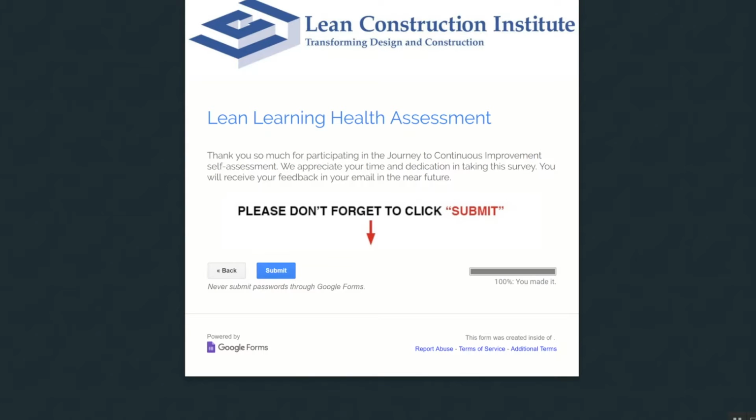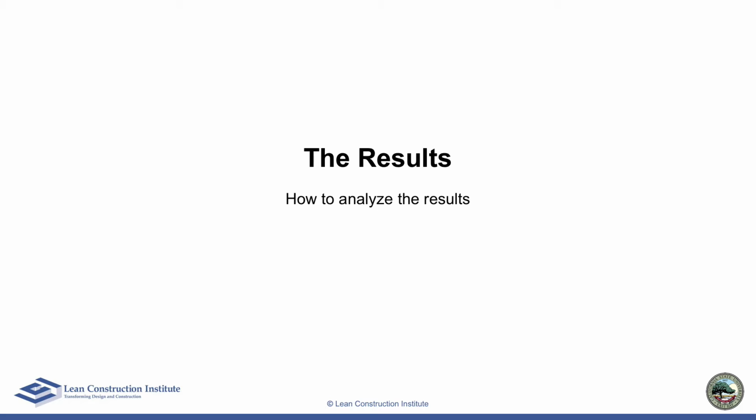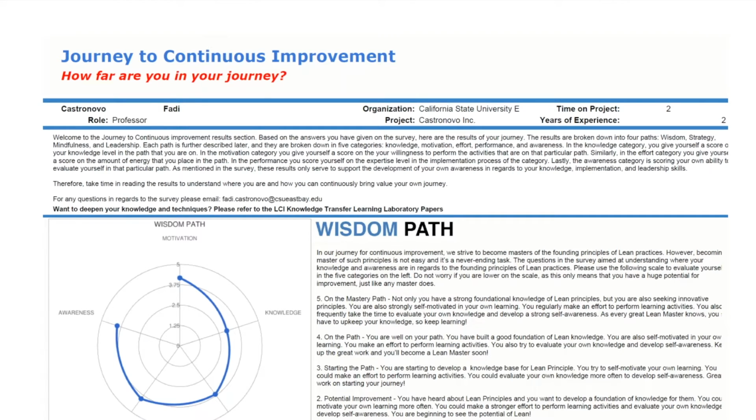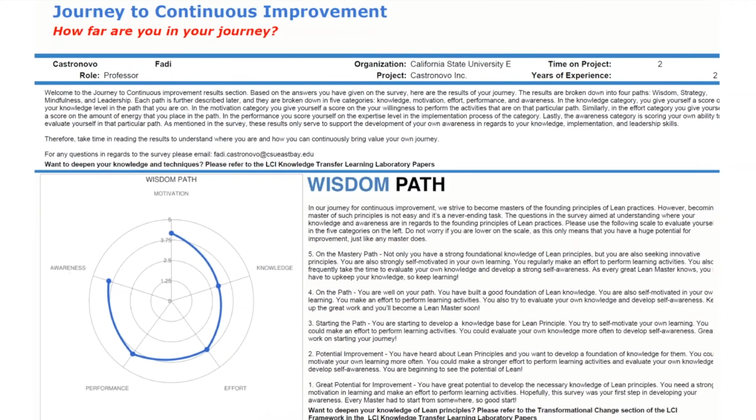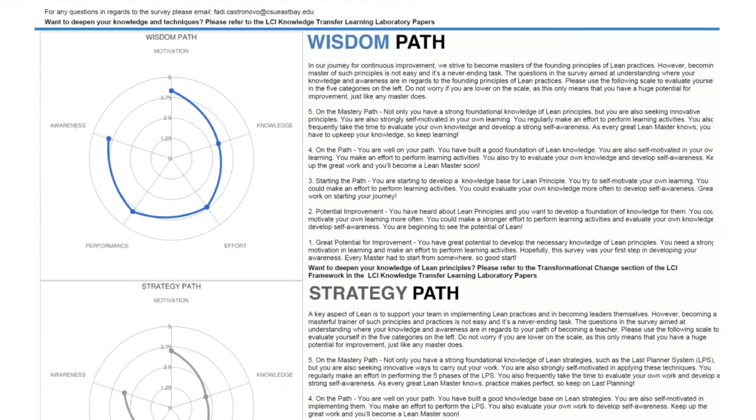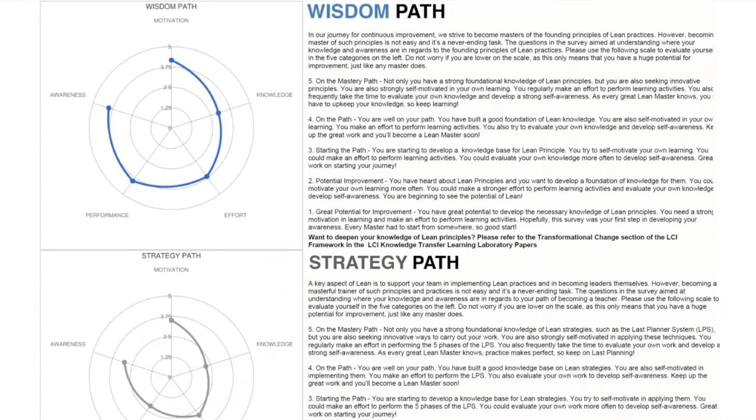Within a couple of minutes, you will receive an email generated automatically by Google Forms with the results of your assessment. In your email, you will find a PDF that was automatically generated with the results of your assessment. The results will provide you with averages on the dimensions mentioned in the introduction video in regards to every path. For example, for the wisdom path, currently I am at about a 4 out of 5 in my motivation in learning about lean concepts and tools.